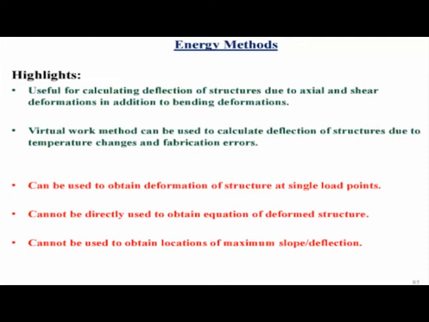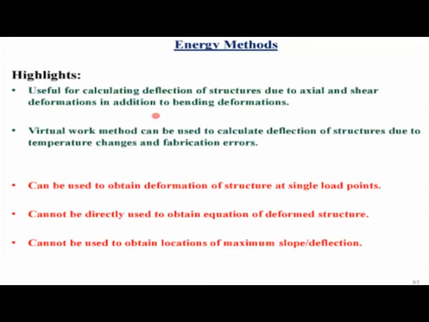Why don't we consider gradual load application in the case of virtual energy calculation? As I mentioned, I think I got this question before I started my discussion on energy methods for beams and frames. What we do in the virtual work method is we consider gradual load application, but we apply the virtual load first and then we apply the external load.